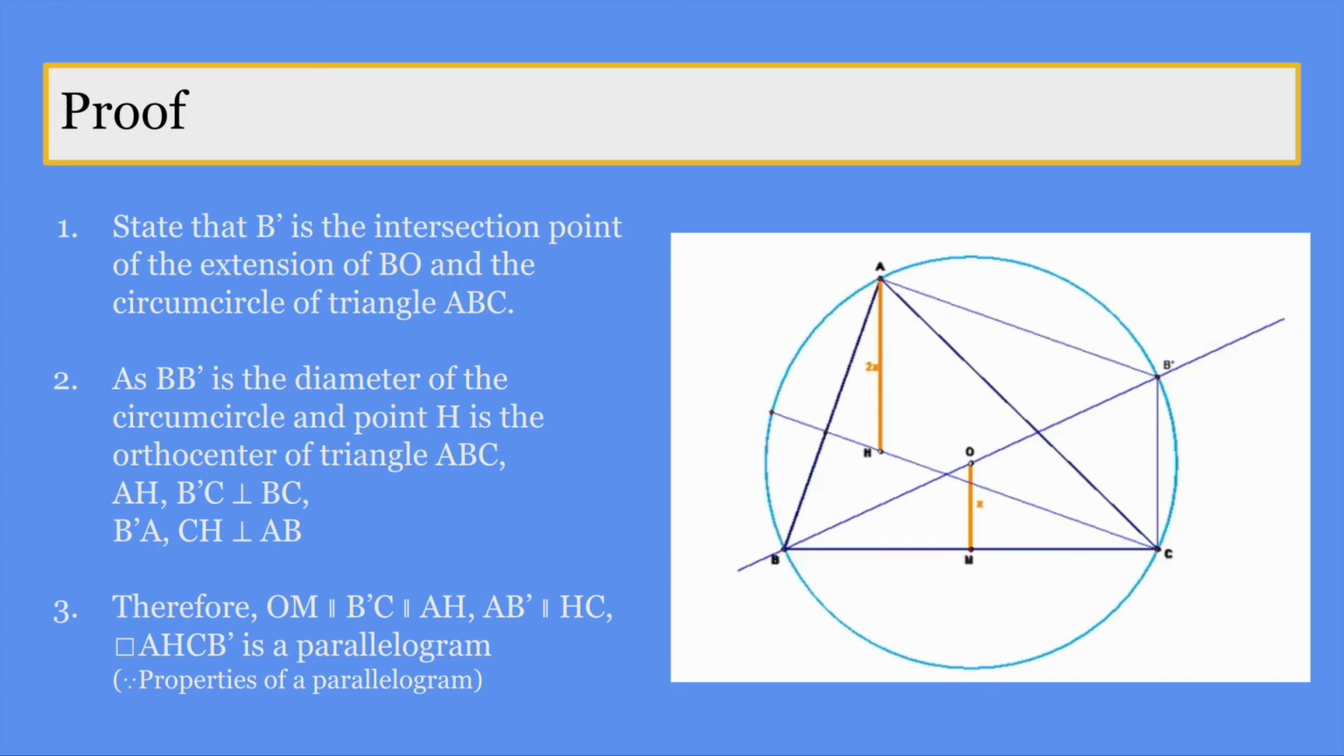First, let's state that B prime is the intersection point of the extension of BO and the circumcircle of triangle ABC. As BB prime is the diameter of the circumcircle, and point H is the orthocenter of triangle ABC, AH and B prime C are perpendicular to BC, and B prime A and CH are perpendicular to AB. Therefore, OM, B prime C, and AH are all parallel to each other, and AB prime and HC are parallel. Therefore, AHCB prime is a parallelogram, according to the properties of a parallelogram.